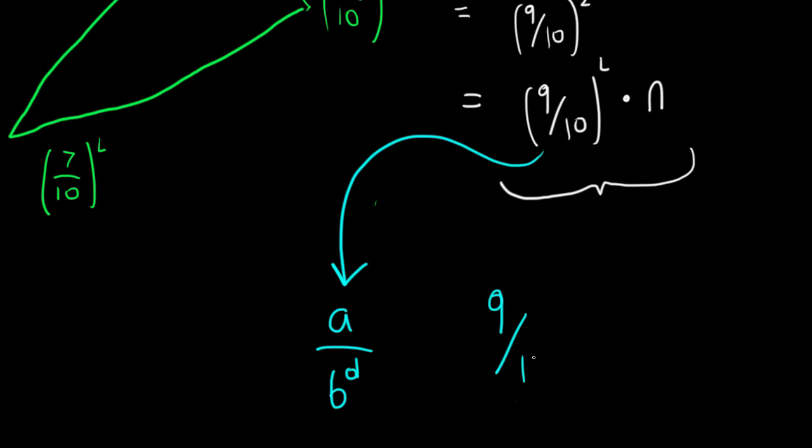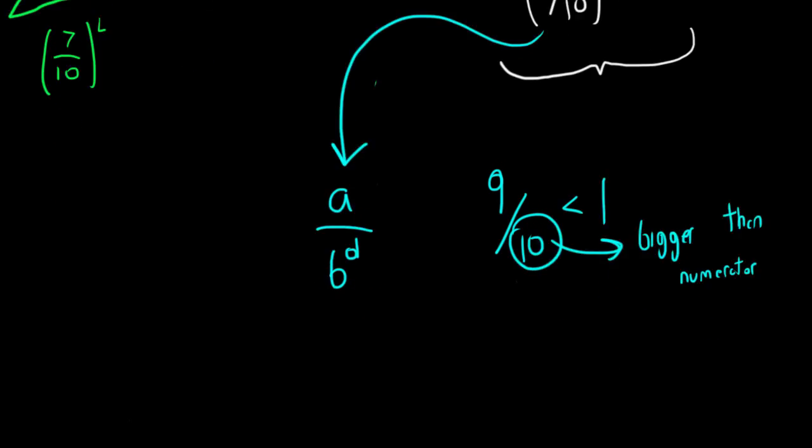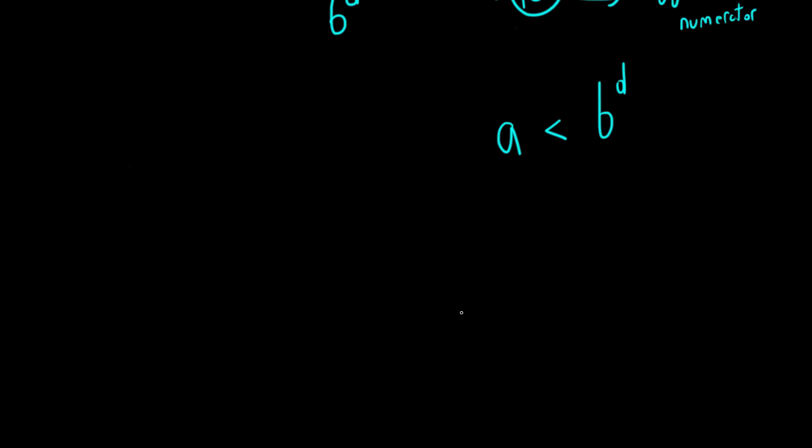we know that 9 over 10 is less than 1. This clearly means that the denominator is bigger than the numerator, which means that A is less than B to the power of D, which means that the running time that we are looking at over here is going to be big O of n to the power of D, D being 1, big O of n. That's the runtime we get.